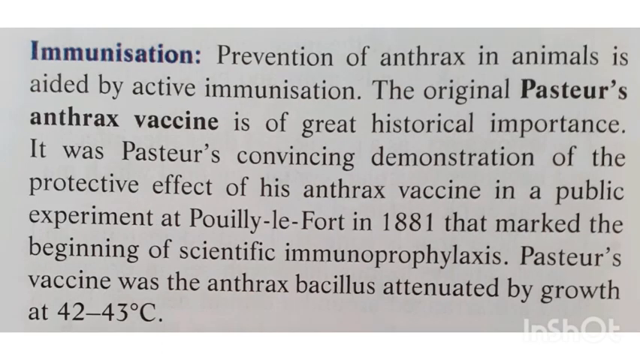Then immunization is another method used to control anthrax disease. Here several vaccines are used for active immunization, like Pasteur's anthrax vaccine, Sterne vaccine, and Mazzucchi vaccine. The Pasteur anthrax vaccine contains anthrax bacilli that are attenuated by growth at 42 to 43 degrees Celsius. That is, their infectivity is removed by growing them at 42 to 43 degrees Celsius. This live attenuated Bacillus anthracis is used as the vaccine known as Pasteur's anthrax vaccine.